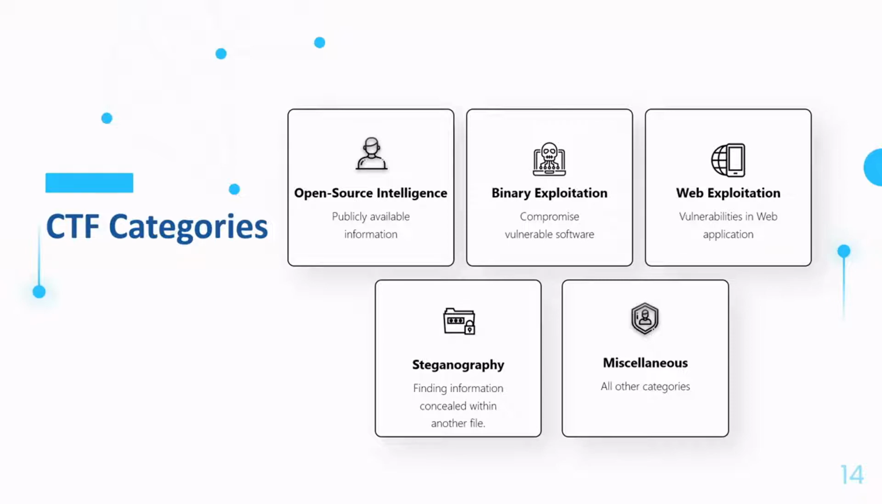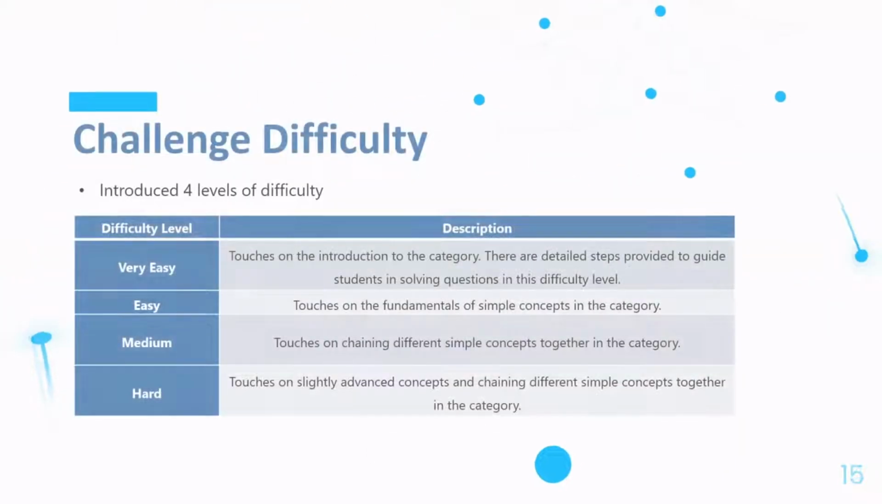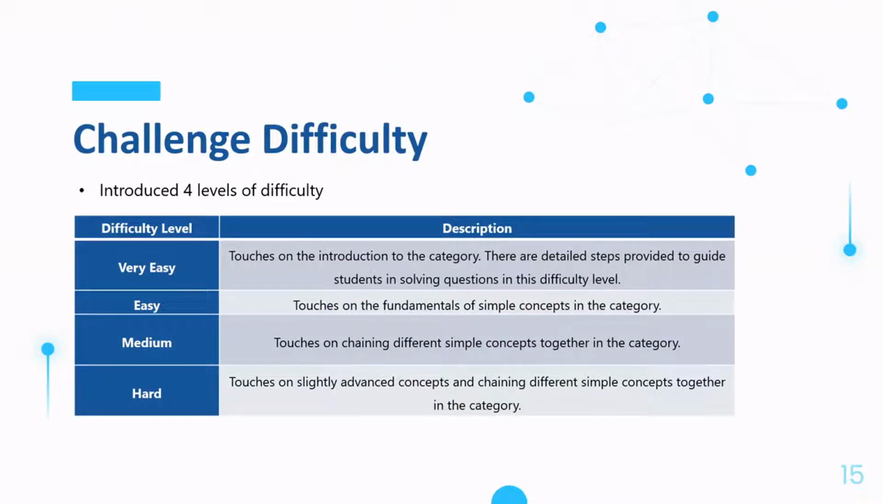5 CTF categories were introduced to this CTF competition, namely open source intelligence, binary exploitation, web exploitation, steganography, and miscellaneous. We introduced 4 levels of difficulty, namely very easy, easy, medium, and hard. This is to ensure a gradual increase in difficulty for the challenges. And note that for the very easy level, a walkthrough of the solution is given to the participants.